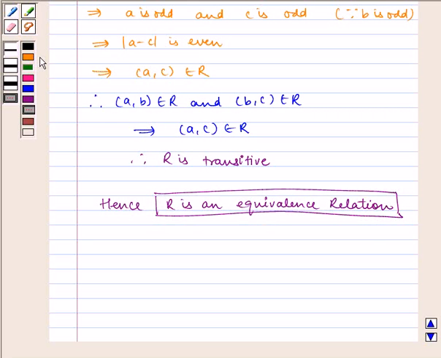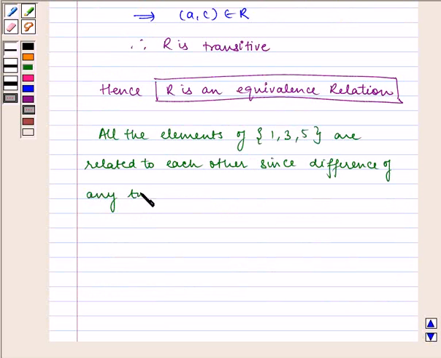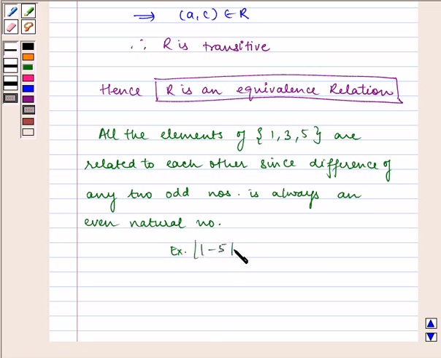Now the second part of our question. All the elements of the set {1, 3, 5} are related to each other since the difference of any two odd numbers is always an even natural number. For example, |1 − 5| is even.